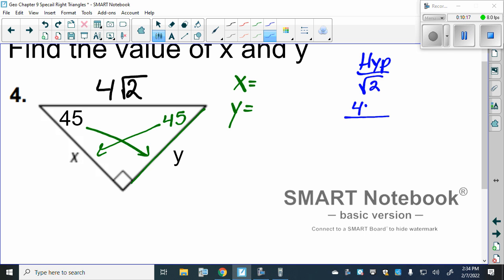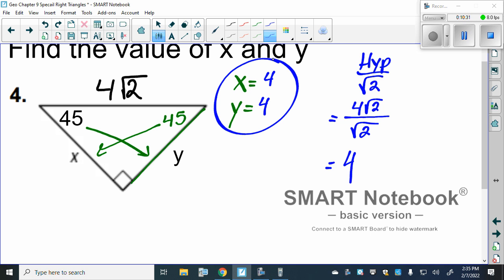Well, in this case, we have 4 square root of 2 divided by the square root of 2, so the value of x and y are both 4. Because to go from the legs to the hypotenuse, we're multiplying by the square root of 2. So to go from the hypotenuse to the legs, we are dividing. Questions on this here?